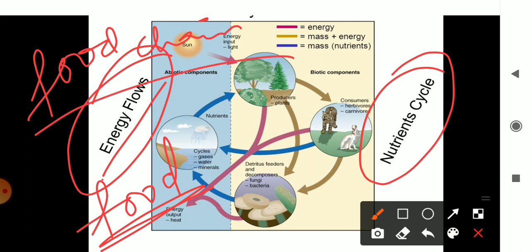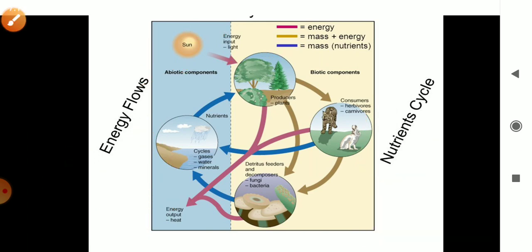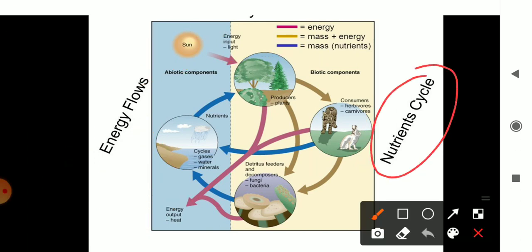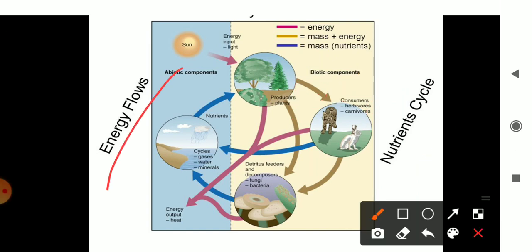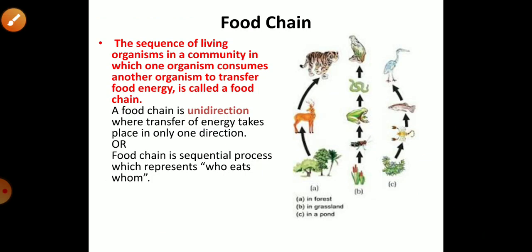And the cycling of nutrients, or the nutrient cycles, are the various cycles through which the nutrients keep on circulating between the living and non-living components of the ecosystem. This is also referred to as the biogeochemical cycle, about which you have already learned in class 9, right? So we'll be focusing here on the energy flow. So let's learn about that.